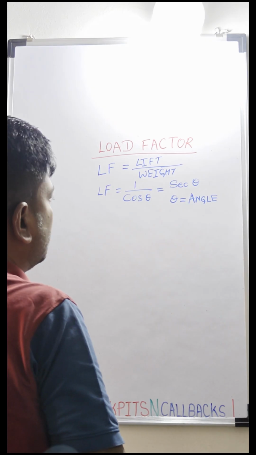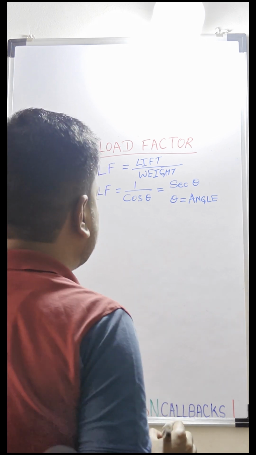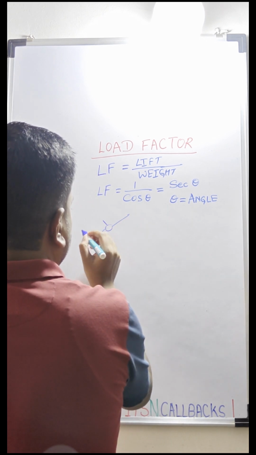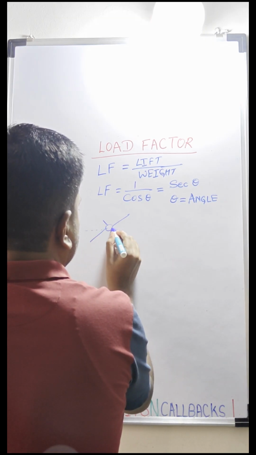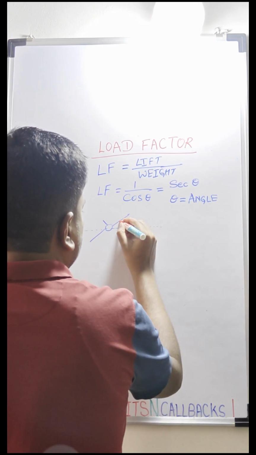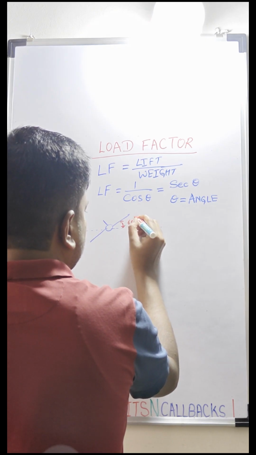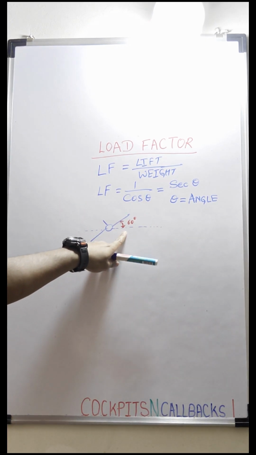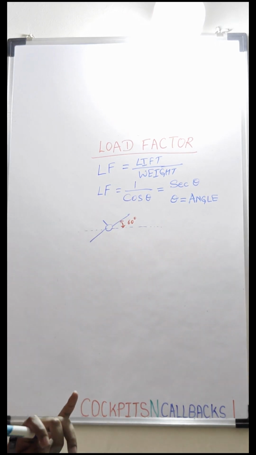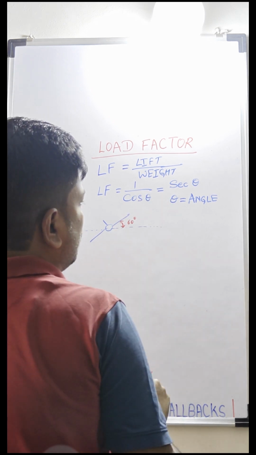So what I really mean by this is, we'll take the previous example, that this is our aircraft. Now it is banking. This is my horizon. And now here it is making some angle, right? Let's say this is 60 degrees. This aircraft is making some angle with the horizon, and for now, let's say it is 60 degrees, correct? So what is going to be the load factor for this?